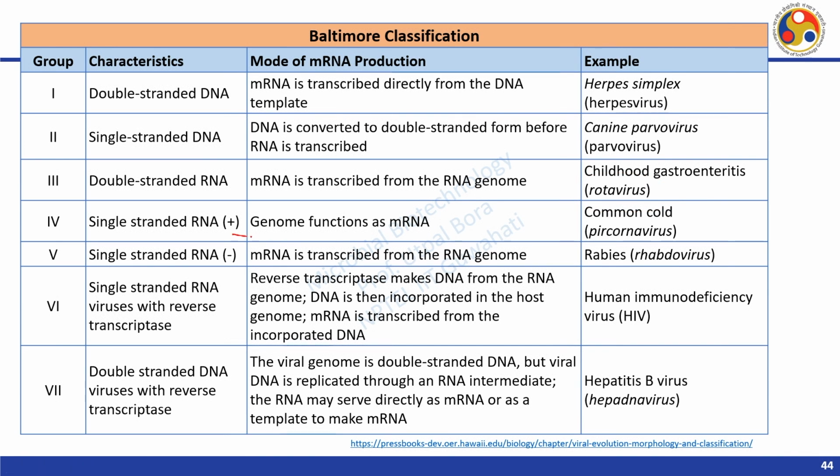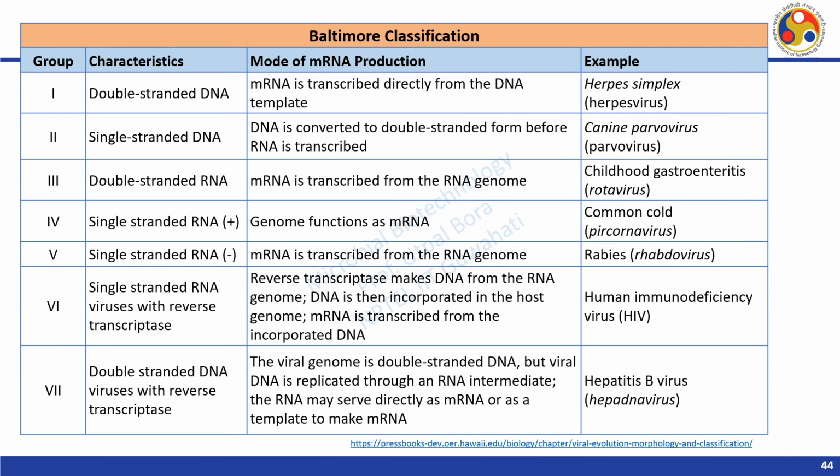Then in the fourth case, the genome functions as the mRNA because this has a single stranded positive RNA. Picornaviruses, which cause the common cold, are classic examples of these. Then in the case of single stranded negative RNA, mRNA is transcribed from the RNA genome, such as in the case of rabies. Then in the sixth group, reverse transcriptase makes DNA from the RNA. DNA is then incorporated in the host genome. mRNA is transcribed from the incorporated DNA. So, the best example of these is the human immunodeficiency virus.